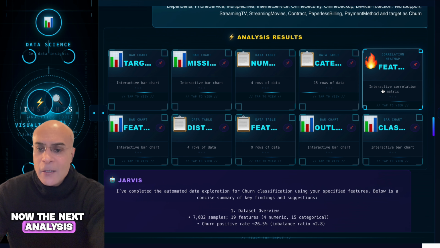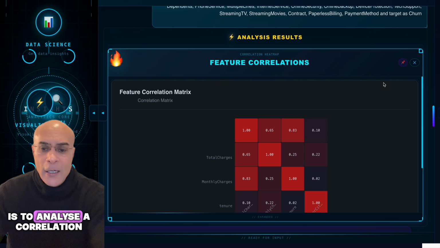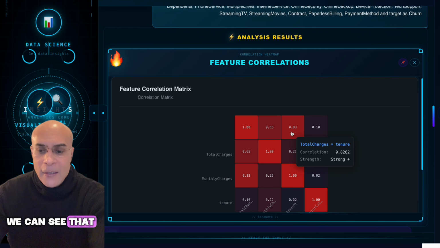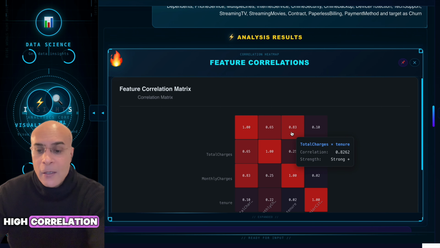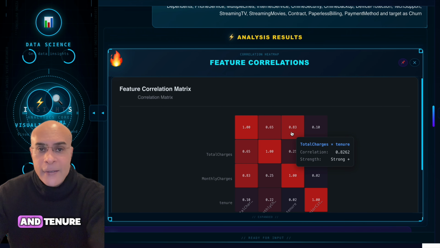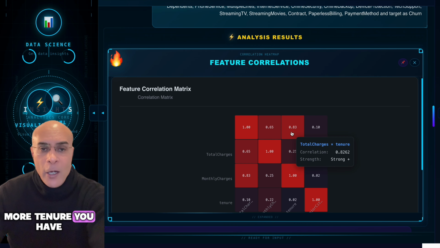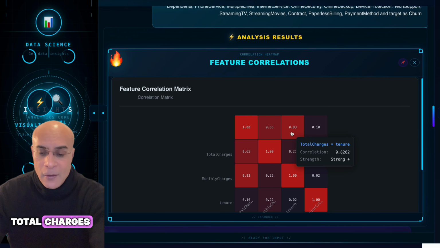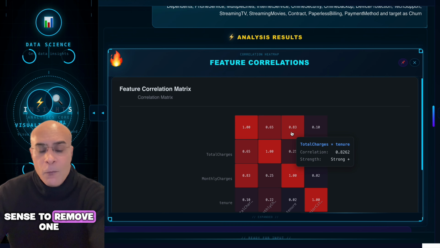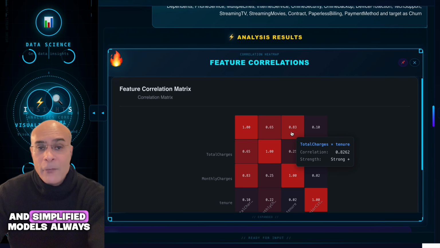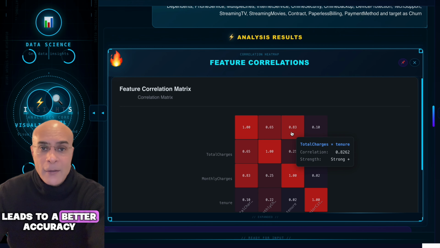Now the next analysis we can do is to analyze correlation. Here, for example, we can see that there is a very high correlation between the total charges and tenure, which is normal because the more tenure you have, the more will be the total charges. So it would make sense to remove one of these features, which is going to help us simplify the model, and simplified models always lead to better accuracy.